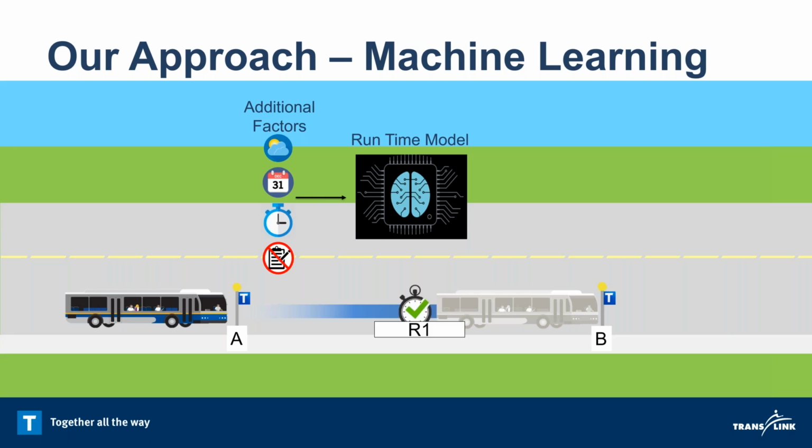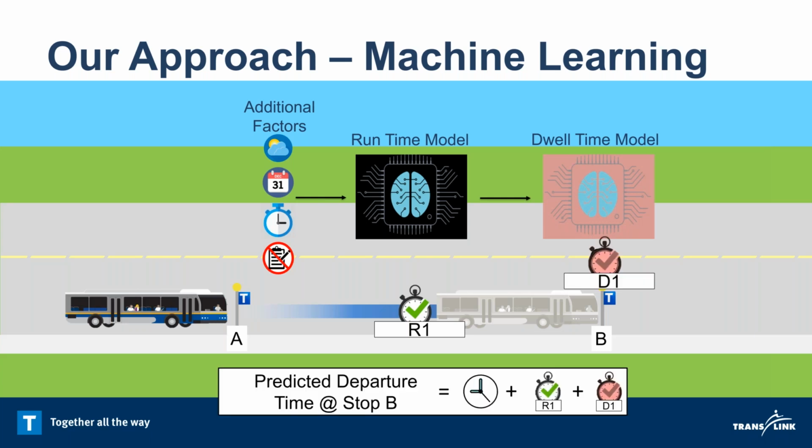Now, what about when the bus reaches the stop? Some stops will take longer to load than others. Let's call this the dwell time and approximate it with a dwell time model. The dwell time will also take into consideration the same factors, so weather, date, and all that. So the predicted departure time at stop B is the current time plus the runtime plus the dwell time. So if we break it down this way, it's fairly simple.